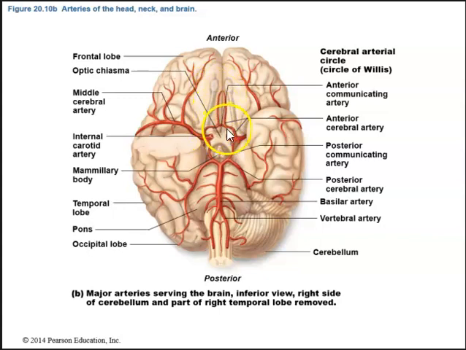going towards the anterior part of the brain. And then between the anterior cerebral arteries, we have an anterior communicating artery. So these arteries form that circle of Willis, also known as the cerebral arterial circle, giving blood supply to the different parts of the brain.